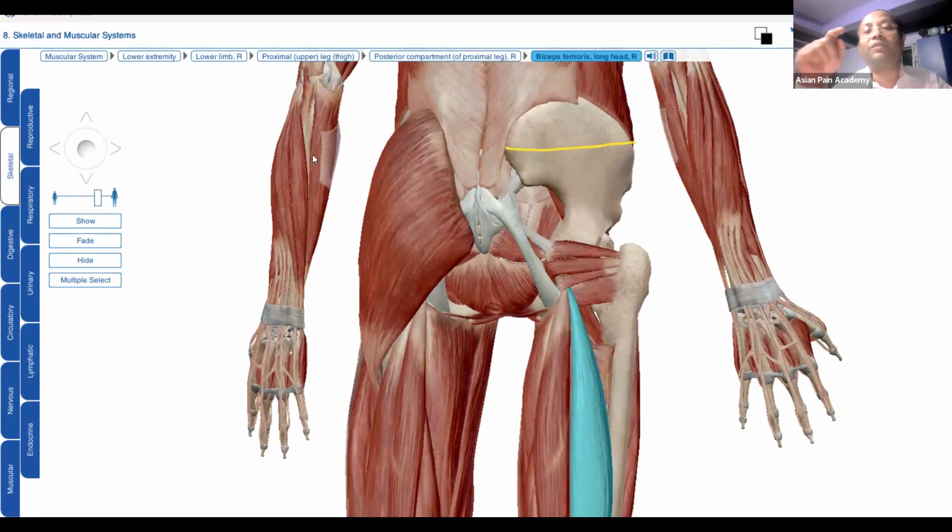One is at the level of the posterior superior iliac spine, one is at the greater sciatic notch area, third one is at the ischial spine area, and fourth one is the ischial tuberosity area. So at these different areas, we see different structures which can cause different pain.